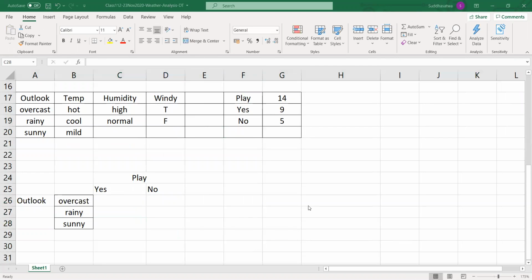Let me quickly check what Sarang is saying. Okay, let's try to continue.